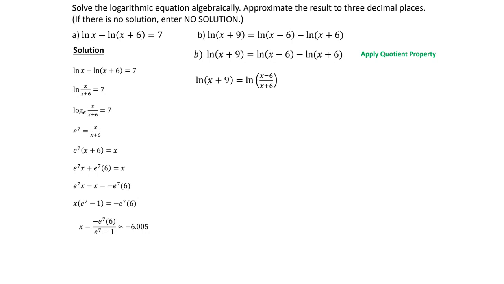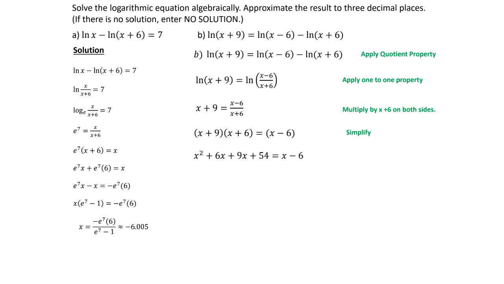And now we can use our one-to-one property. When we have two logs that are equal to each other, the only way that these two logs can be equal to each other is if their inputs are equal. So we'll use our one-to-one property to set the inputs equal to each other. So x plus 9 is equal to x minus 6 over x plus 6. Let's go ahead and do the same thing that we did before, do a little algebra to combine the x's. So we'll first multiply the x plus 6 on both sides. Go ahead and distribute.